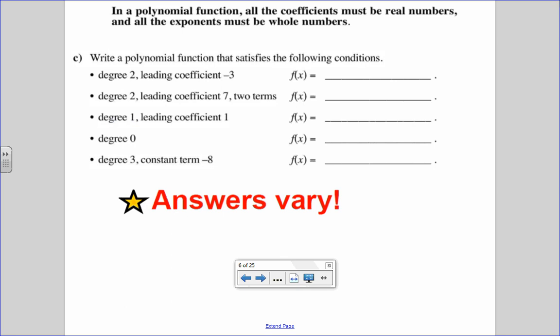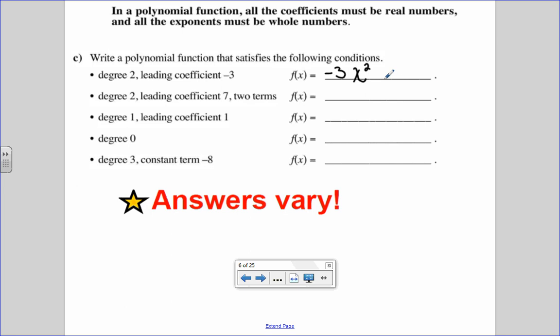So I want to look at a degree 2 polynomial with a leading coefficient of negative 3. That means I have an x and the highest exponent is 2. I could have other things around that, but I can't have anything with an exponent higher than 2. The leading coefficient is negative 3, which means there's a negative 3 in front. So I'm going to go with the most basic answer, negative 3x squared. You could add on a number, add on an x and a number. I'm just going to stick with the most basic.